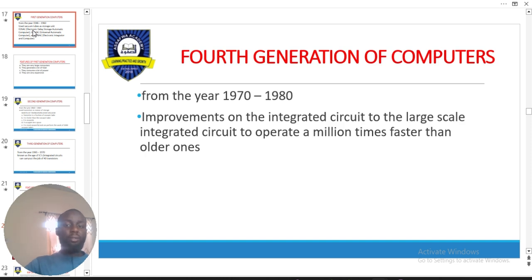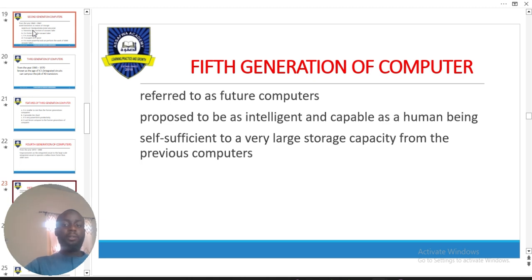So we have the fourth generation of computers, which are from the year 1970 to 1980, which is the improvement of integrated circuits to the large-scale integrated circuits to operate a million times faster than the older ones. And we have the fifth generation of computers, which are also referred to as the future computers, proposed to be as intelligent and capable as a human being. It is self-sufficient with a very large storage capacity compared to the previous computers.